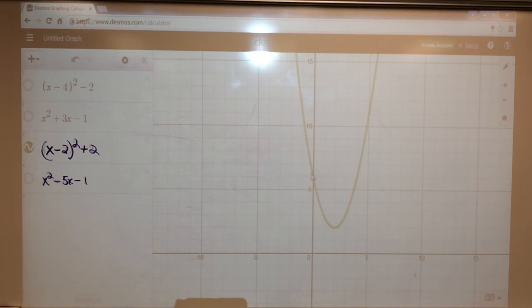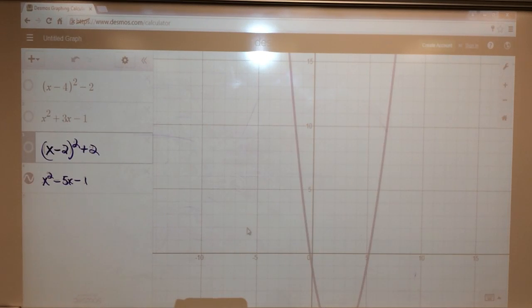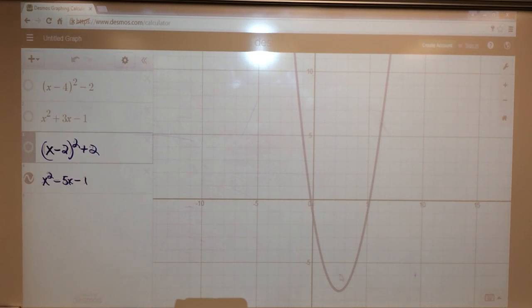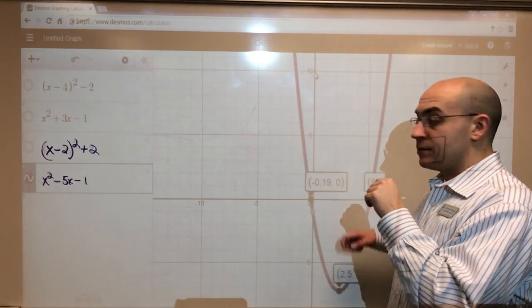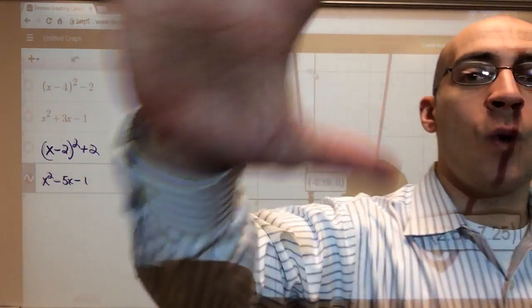Okay. Got a y-intercept of 6, vertex of 2, 2, no x-intercepts. Second one, I have a vertex of what appears to be 2.5, negative 7.25, a y-intercept of 0, negative 1, and x-intercepts of 5.19 and negative 0.19. Okay? Two really, well, the first one wasn't that bad. This one was challenging. All right, hopefully you got it.